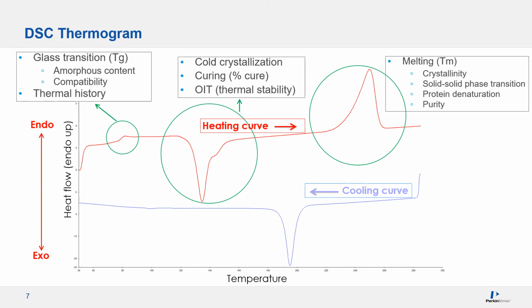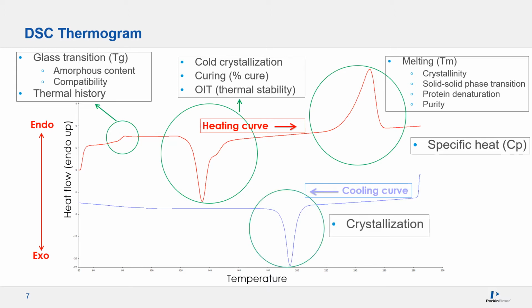The whole heating curve, when obtained using the proper method, can give you the specific heat as a function of temperature, useful to determine thermal diffusivity, etc. On the cooling curve, we often look at the crystallization. The onset temperature and heat of fusion are good indicators of polymer qualities.